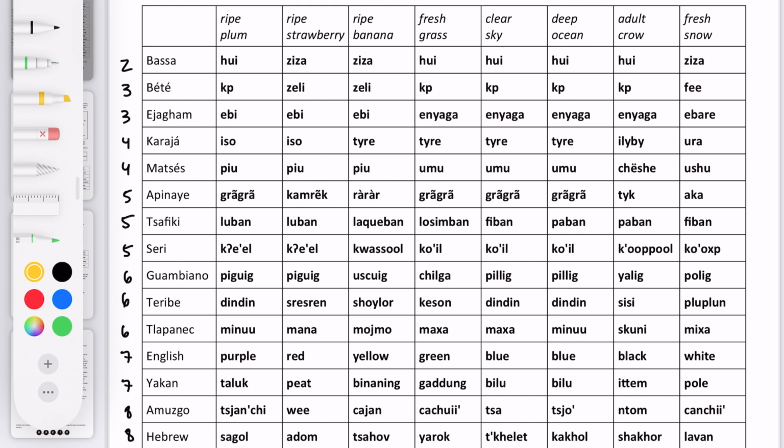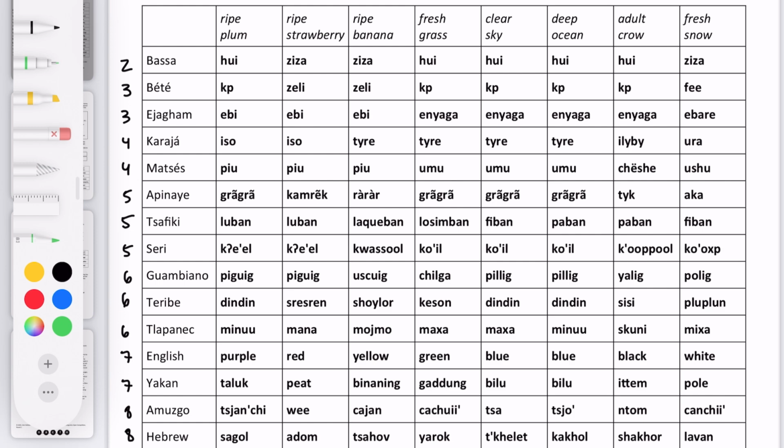So we can start with ripe strawberry. As we go through, we can eliminate ripe plum for this one. We can also eliminate ripe banana. We can eliminate fresh snow because these have Ziza as well. But that's kind of it. So it doesn't tell us much, but it's definitely still a possibility that ripe strawberry is going to be one of A or B.